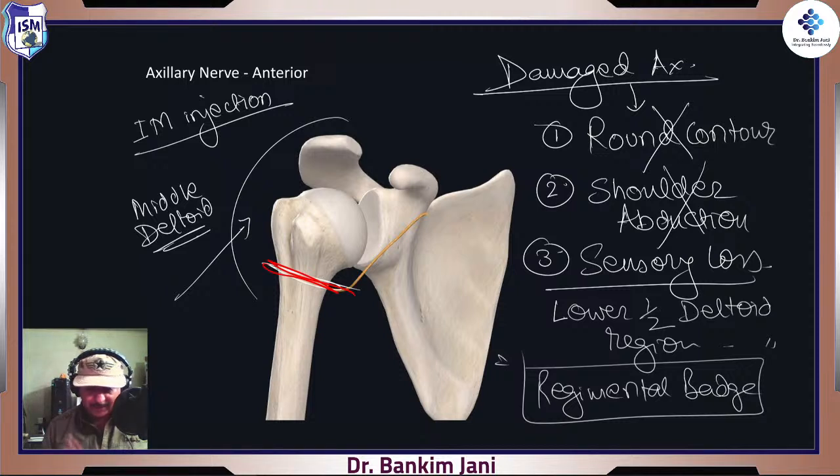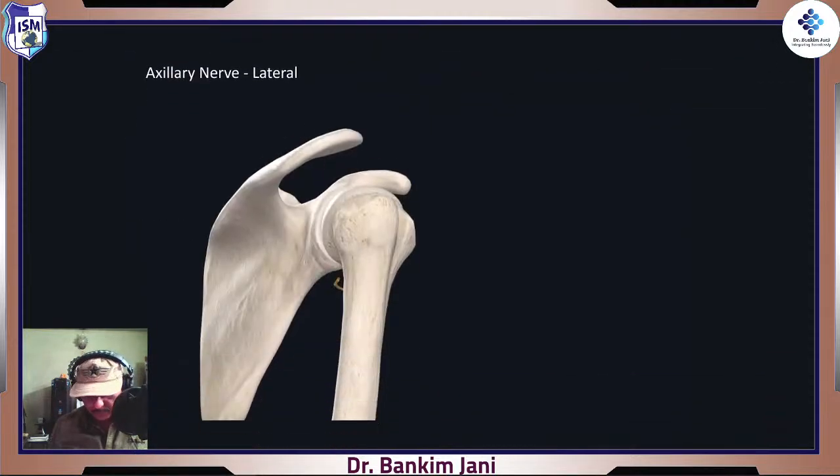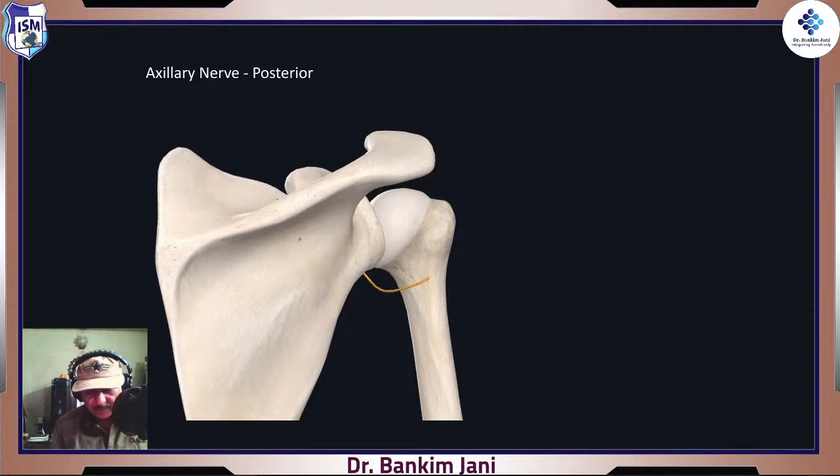Just understand what it does, because here the deltoid would be completely affected. Okay, now let's trace this axillary nerve. We are watching it from the lateral side, and see how the axillary nerve is trying to come out. Here is our posterior view, we are watching it from the posterior aspect, and here it comes. Yes, it would be accompanied by our posterior circumflex humeral artery. So both of them will be coming out.